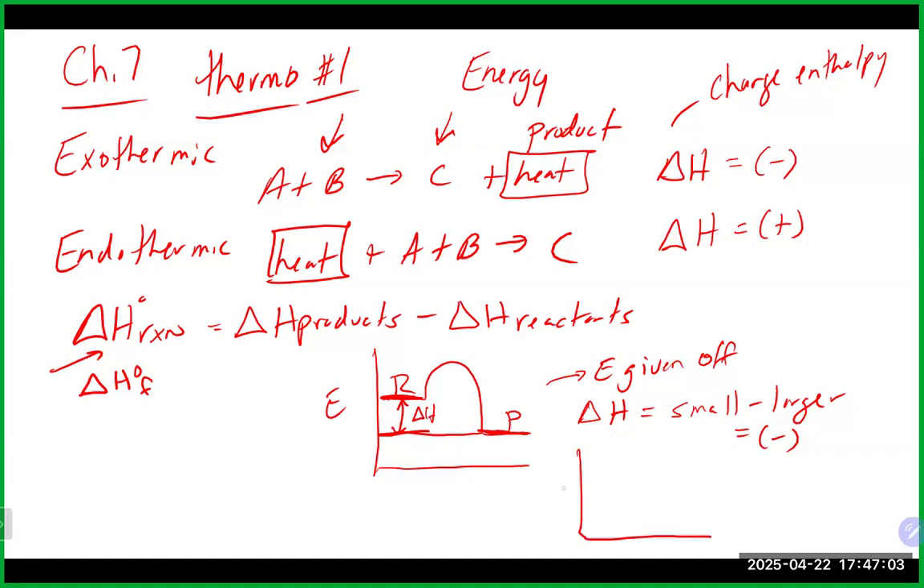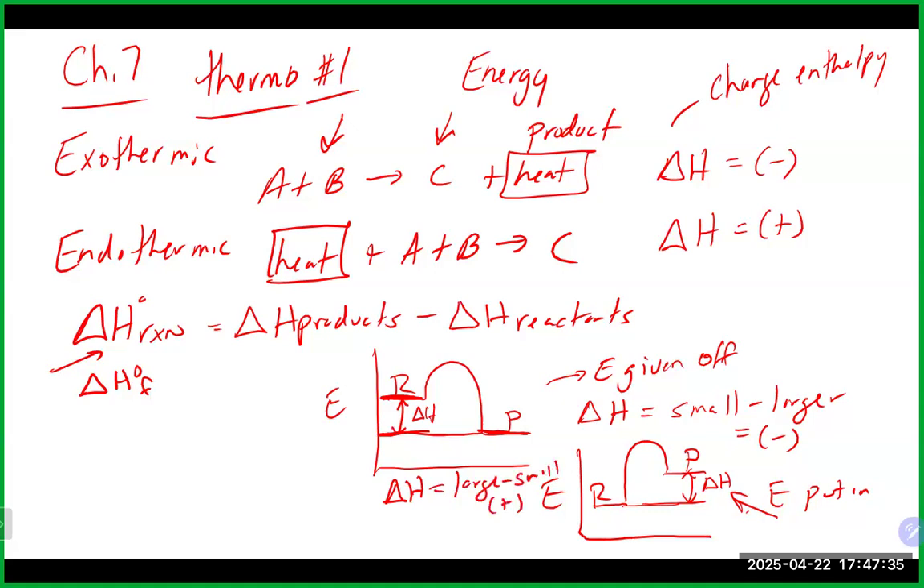The opposite is true if you have an endothermic reaction. It'll look something maybe like this, where our reactants are lower in energy than our products to begin with. That means energy has to be put in or absorbed. If we take the difference between our products and our reactants, that's going to be our delta H for this reaction. In this particular case, our products are higher in energy than our reactants, so that's going to be a large number minus a small number, and that's going to yield us a positive value for delta H.